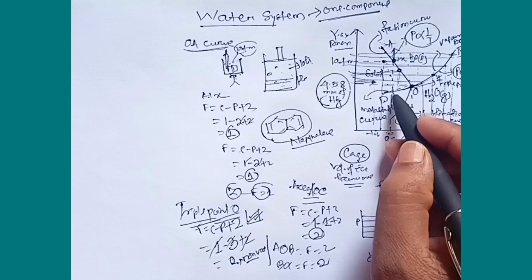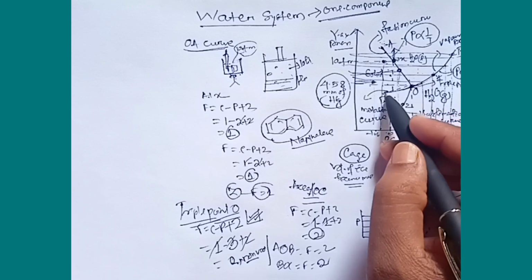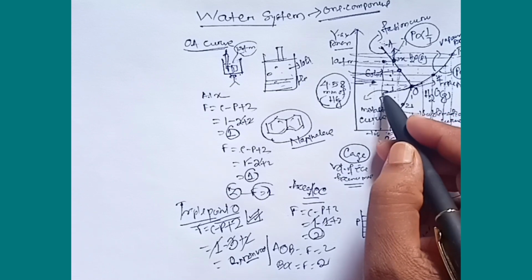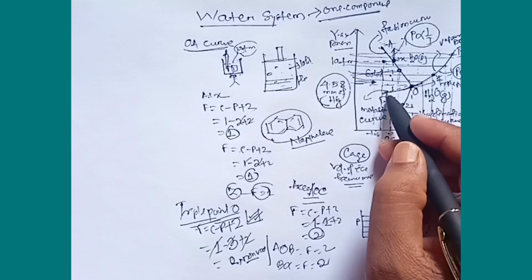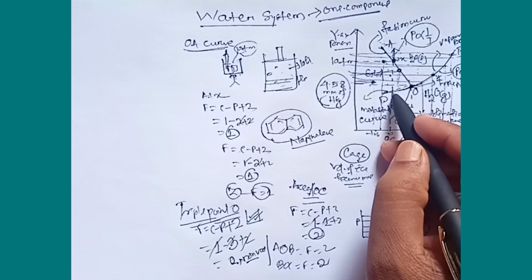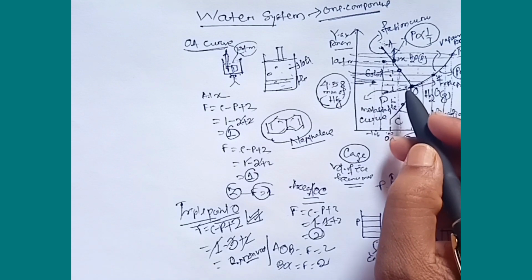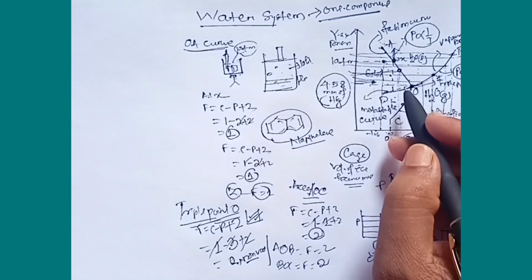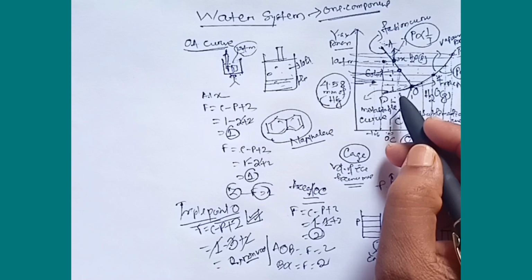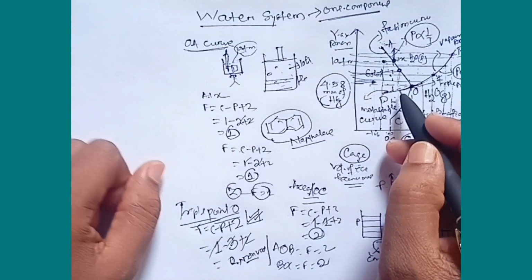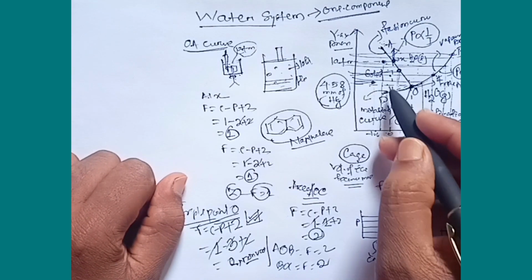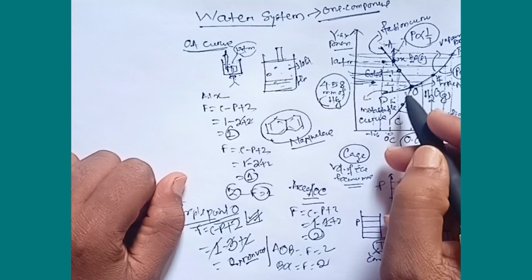This is a very temporary condition. This condition is called the metastable curve. It is a very temporary condition. If we slightly jerk, give some push to the system, immediately the system will be converted to its original state, that is solid state. Let's take the example of the supercooled liquid.